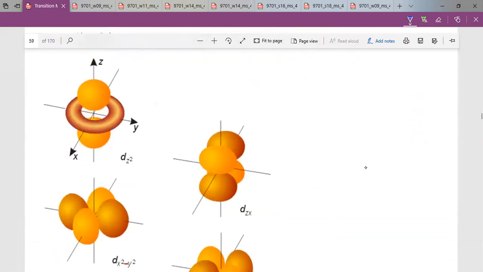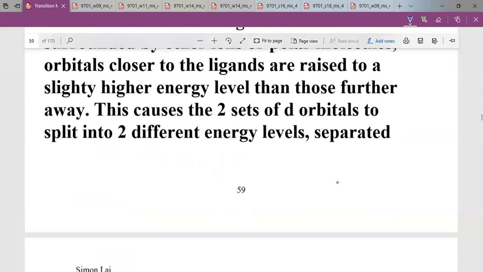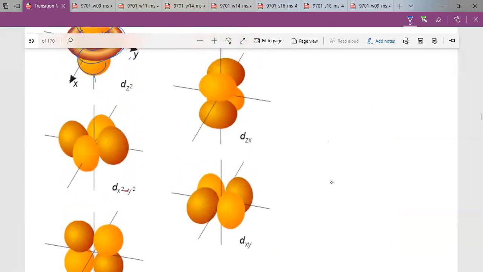This is a better diagram now. Because it's an octahedral complex, the axes are all at right angles: z, x, and y. The dz2 orbital has lobes going up and down along the z-axis, plus a ring. For dx2-y2, the lobes point along the x and y axes.